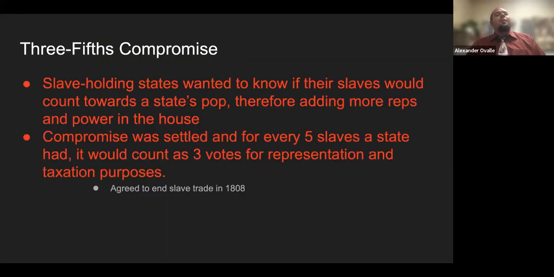The 3/5 compromise. So what do you do about slaves, right? Slave-holding states wanted their slaves to count towards a state's population, therefore adding more representatives and more power in the House. The compromise was finally settled: for every 5 slaves a state had, it would count as 3 votes for representation and taxation purposes. They also agreed to end the Atlantic slave trade in 1808.